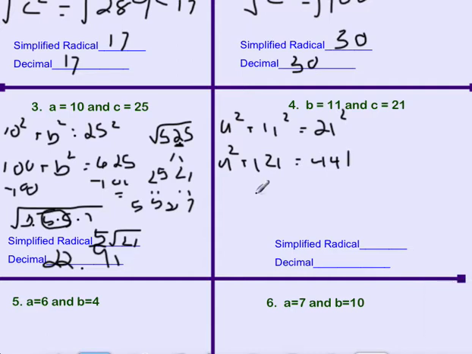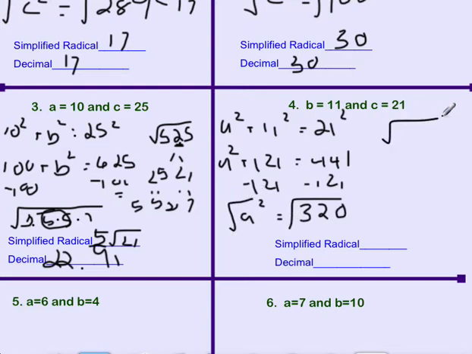Then what we want to do is subtract 121 from both sides, and we get A squared is equal to 320. So now we're going to take the square root of both sides. So we need to simplify down the square root of 320. Well, I see that it ends in 0, so I know it's divisible by 10. And then I can break it to 32. Well, 10 breaks down to 5 and 2. 32 breaks down to 8 and 4. 4 breaks down to 2 and 2. 8 breaks down to 4 and 2.